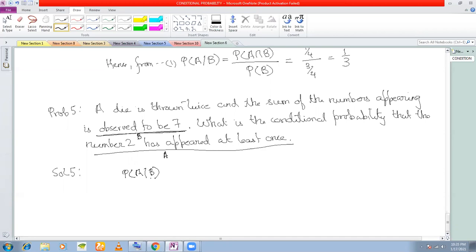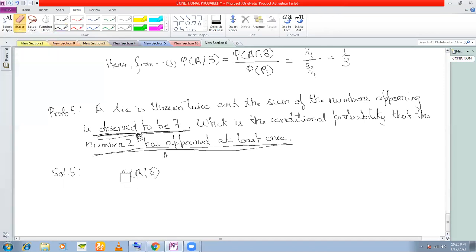You understood? When 2 dice are thrown, or when a dice is thrown twice, do you know what you will get? You don't know. But here, they have already given you that the sum is observed to be 7. That means this is the given event, which has already occurred. And the question is: find the conditional probability that number 2 has appeared at least once.